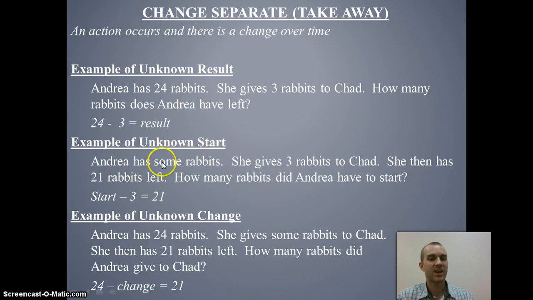Maybe we just know she has some. We know how many she gave away with the 3, and we know that now she has 21, and we want to know how many did she originally have. Or you can even say that we know she has 24, we know that some of the rabbits were given away, and we know now that she has 21 rabbits, and we want to figure out what was that change. Just like the addition or the change join, each of these poses different issues for our students, so we have to be considerate of that.